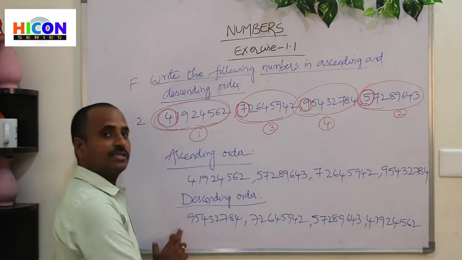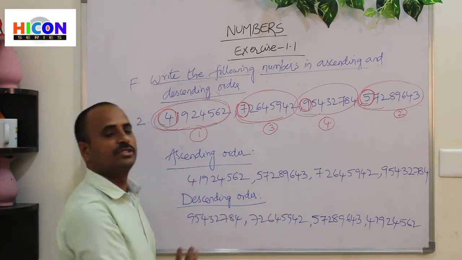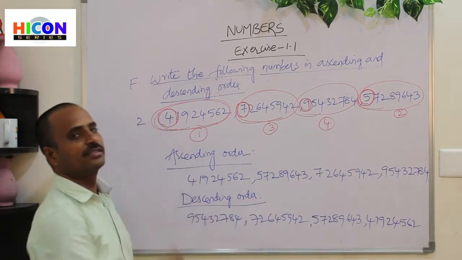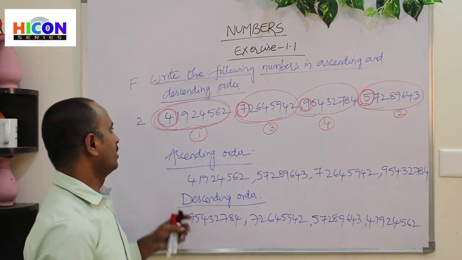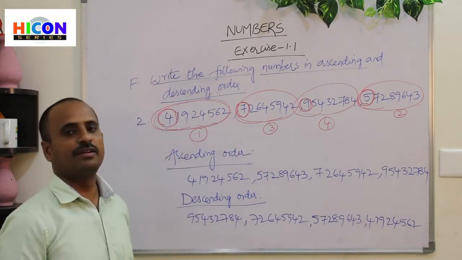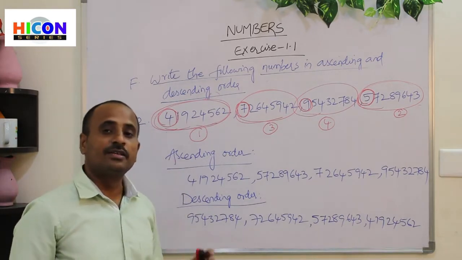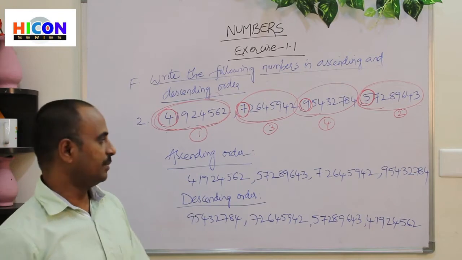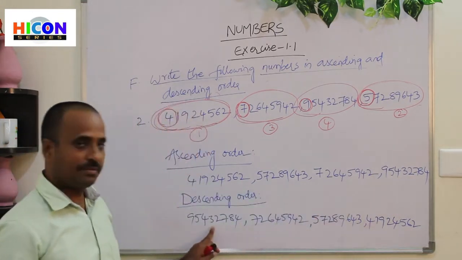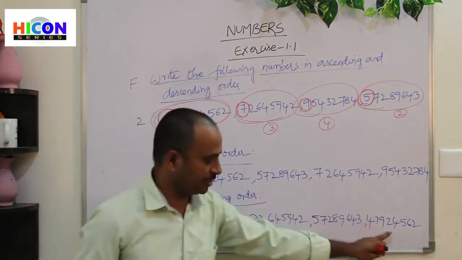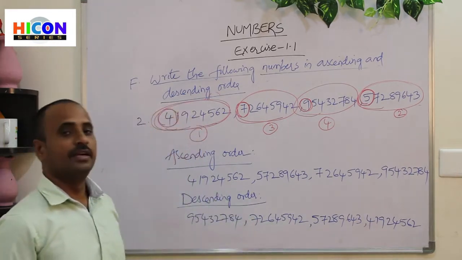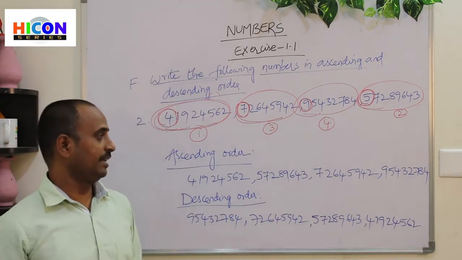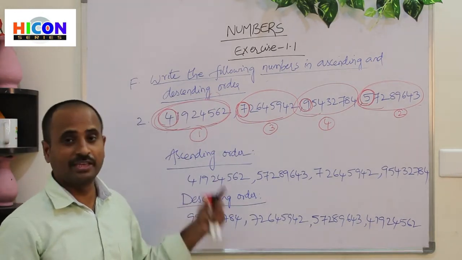That means these numbers are from greatest to smallest. So if we reverse the ascending order, we will get the descending order. So this is the way how to write ascending order and descending order. That means the last number becomes the first number and the first number becomes the last number. So this will be the descending order.